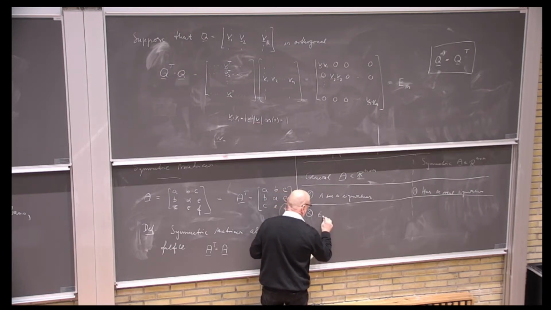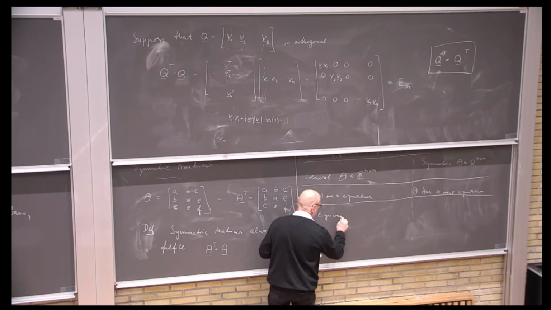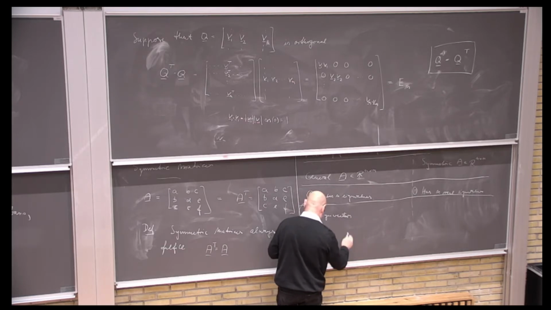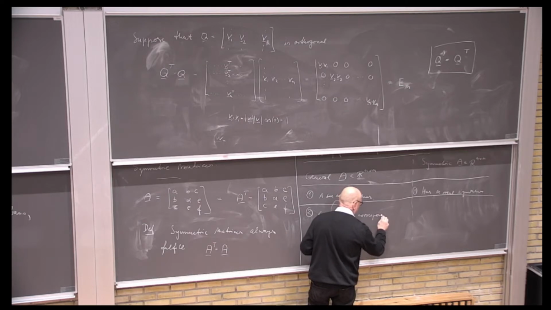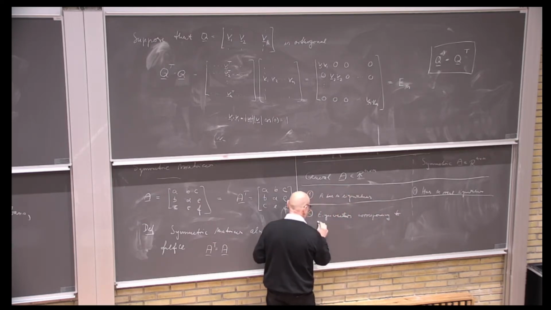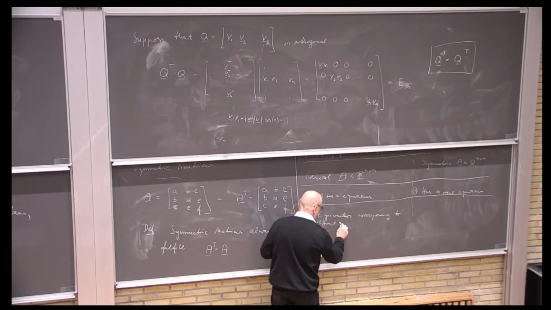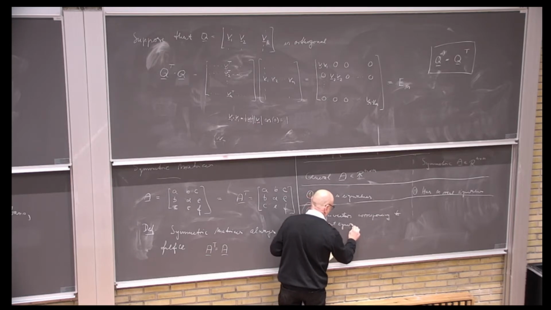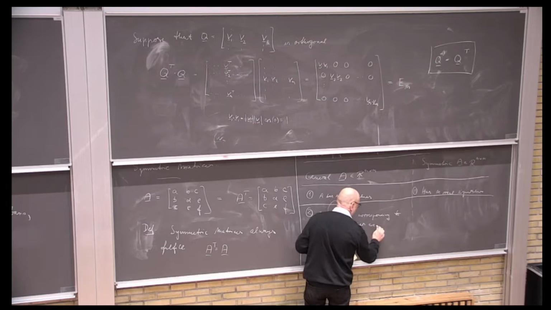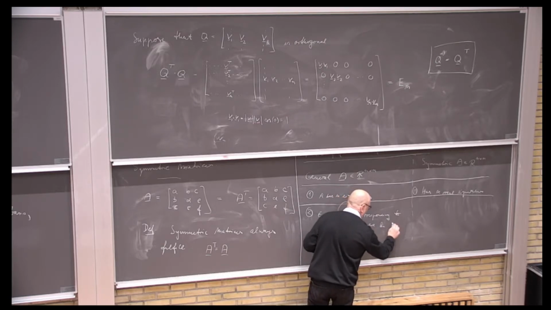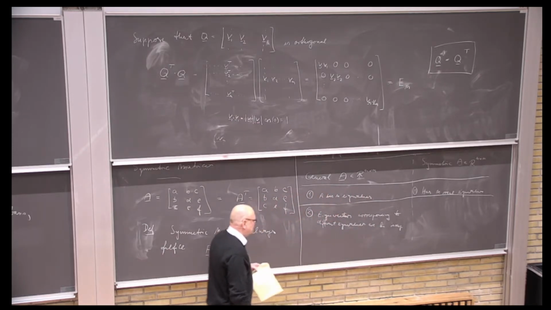Now, eigenvectors corresponding to different eigenvalues are linearly independent. We saw that.